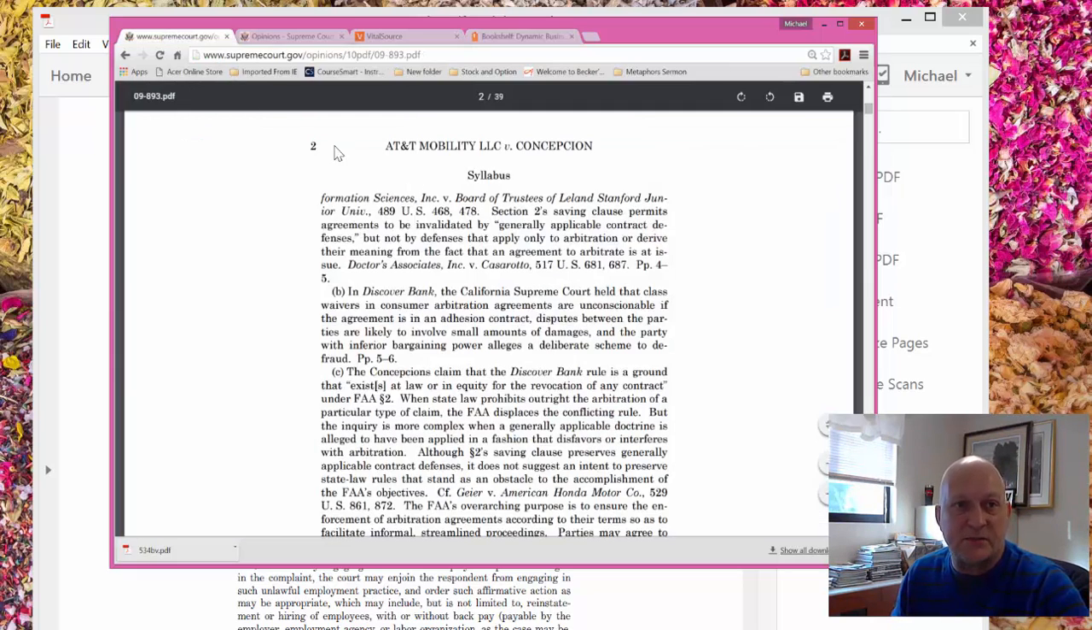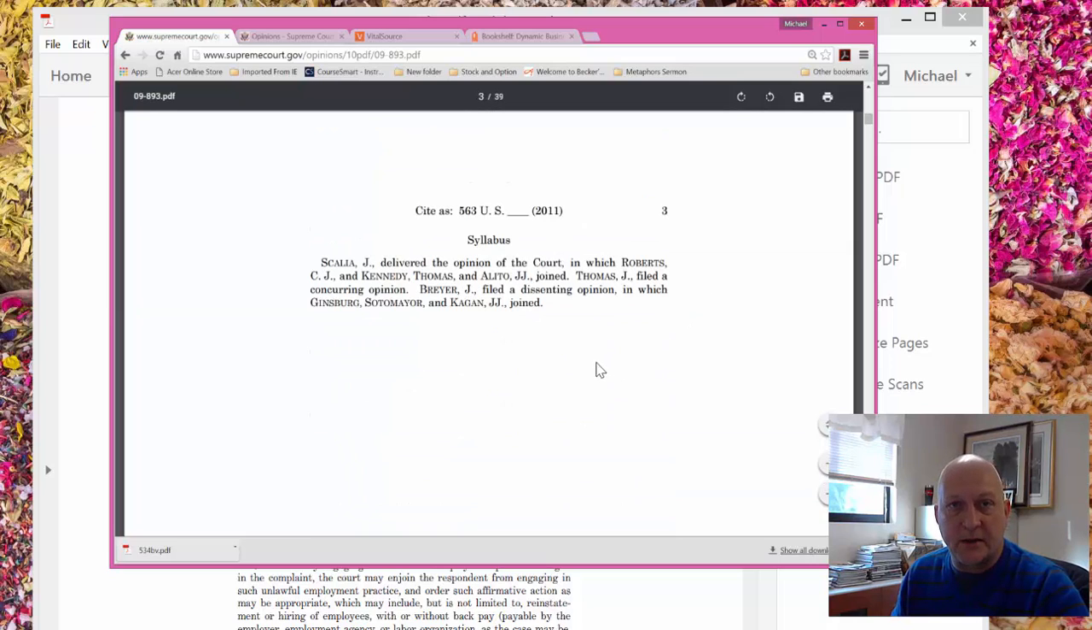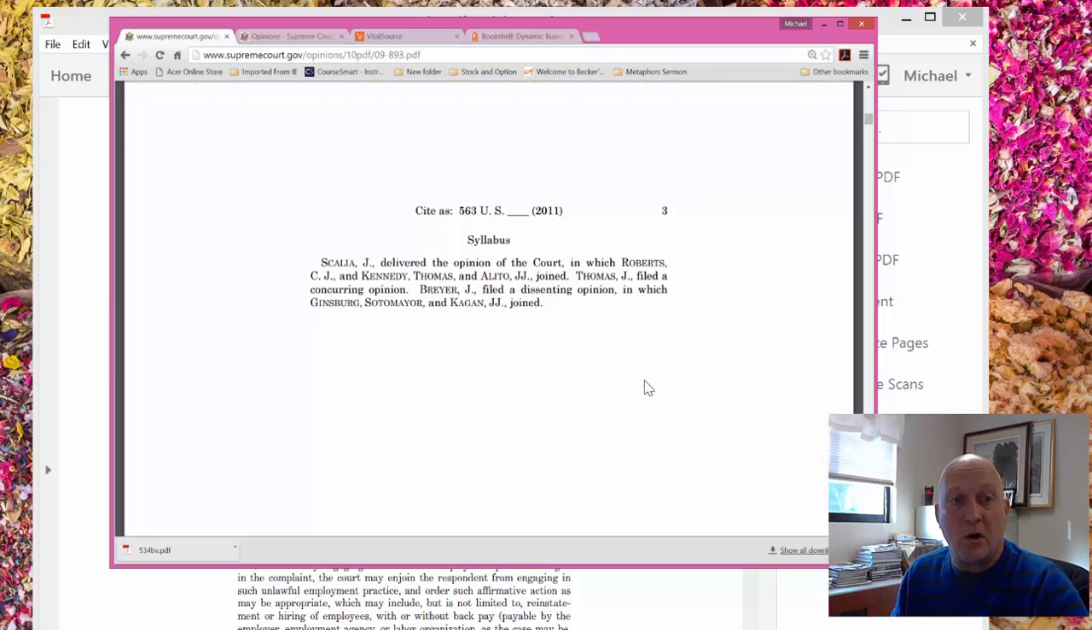Now, if we go back to the Supreme Court case, you'll see, of course, we've got the syllabus, and then at the end here, we can see that Scalia wrote the opinion, and then Roberts and Kennedy and Thomas and Alito all joined in. Then Thomas filed a concurring opinion. What does that mean? Well, Thomas felt so strongly about this that he wanted to write some more. So he wrote some additional bits of information, his own thoughts. Then Breyer filed a dissenting opinion in which Ginsburg, Sotomayor, and Kagan joined.